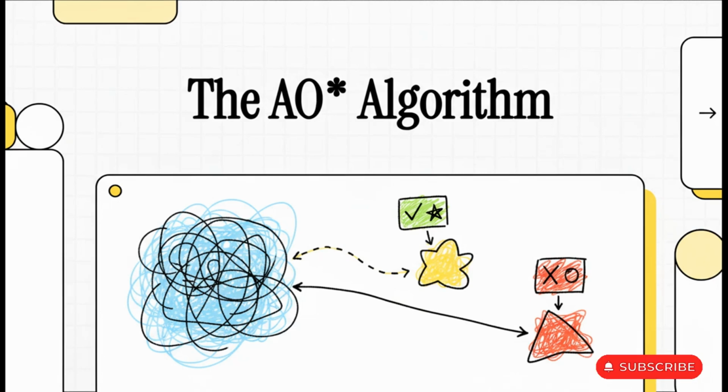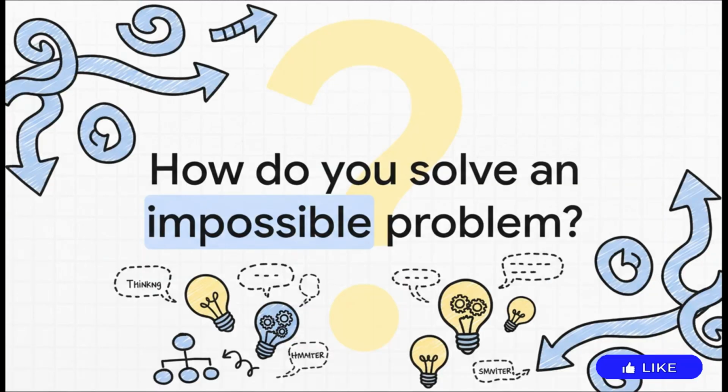Hey everyone, and welcome. Today, we are diving into a really cool tool from the world of AI, the AO* algorithm. Now, this thing is designed to solve some seriously complex problems, and we're going to break down exactly how it pulls it off. So, let me ask you something. How do you solve a problem that just feels impossible?